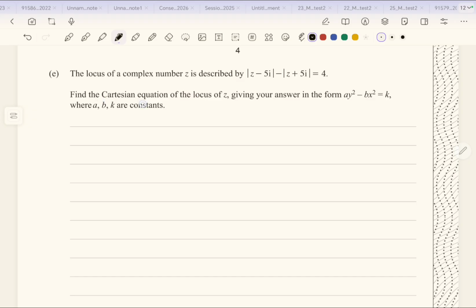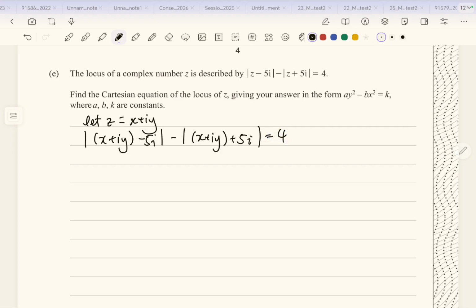First, we want the Cartesian equation, so let's get our z equals x plus iy. Now, subbing in z into this, we have the modulus of x plus iy minus 5i, minus the modulus of x plus iy plus 5i, equals 4. Now, what can we do?